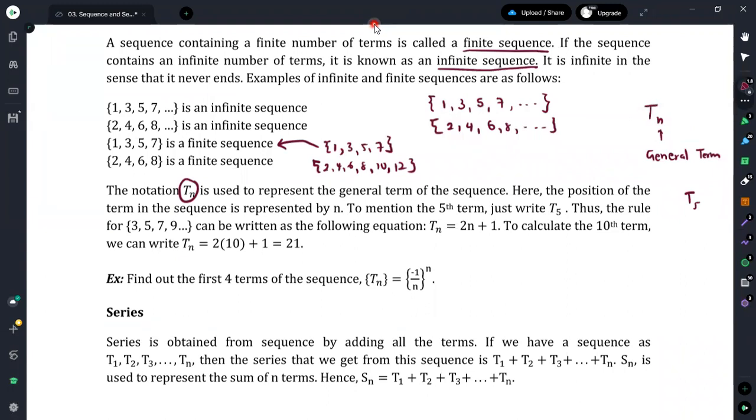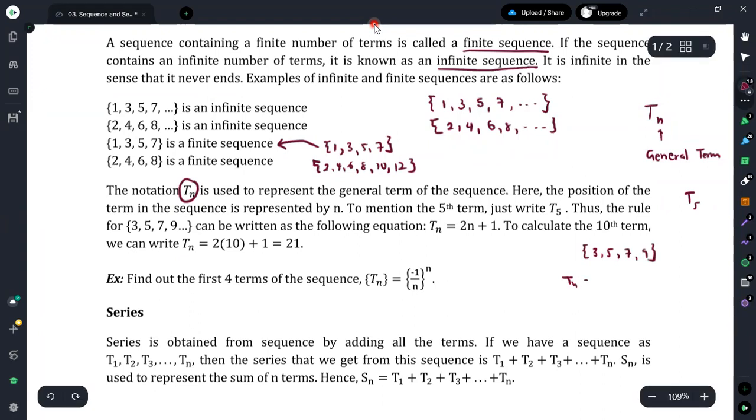Consider the rule for 3, 5, 7, and 9. Suppose the sequence is given as 3, 5, 7, and 9, then we can identify the common term, and it was identified as Tn equals 2n plus 1. Once you do the substitution, n is the position of the term. If you take the first term, you substitute n as 1, so it is 2 times 1 plus 1, which equals 3. Now you can see that the first term is 3.